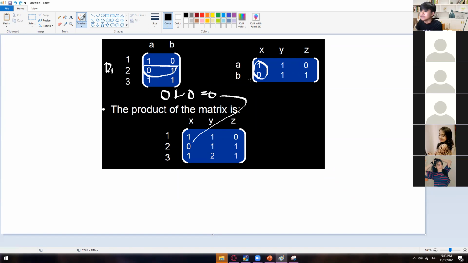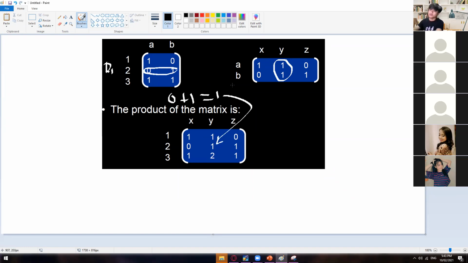So the same with the next one. So 0 times 1 times the second column. So 0 times 1 is 0 plus 1 times 1 is 1, which is equal to 1, which is now this one. And so on and so forth, until you reach this third row up to this third column.